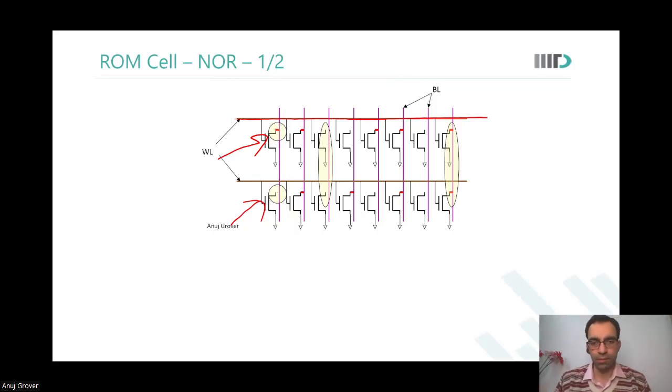Sir, I had a doubt in the first column and the second column. In the first column, only the upper transistor is connected to the bit line. In the second column, both the transistors. But discharging would be taking place in both the bit lines. So how will I distinguish this?